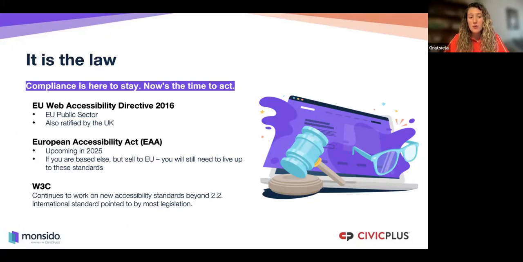And the W3C is continuing all the time working on web accessibility standards. We're going to mention WCAG 2.2, but it will keep on living, with new expectations and new standards that will be published in the future. So, knowing that there will be international standards that most of the legislations will refer to, or base their legal criteria on, it's very obvious that accessibility is here to stay.